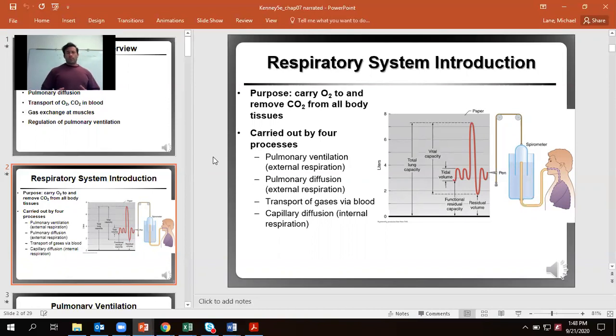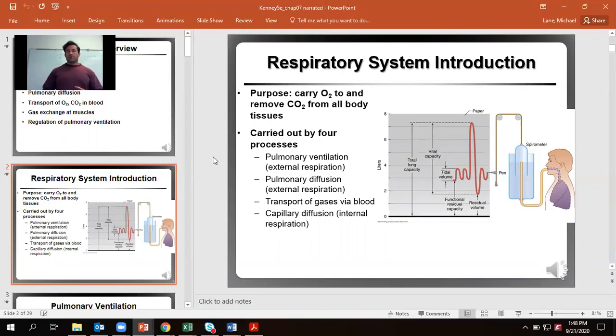vital capacity. Now, from there, we have what's known as our inspiratory reserve, which is how much more you could breathe in if you really wanted to, and your expiratory reserve, how much more you could exhale if you wanted to from that tidal volume that we have at rest.